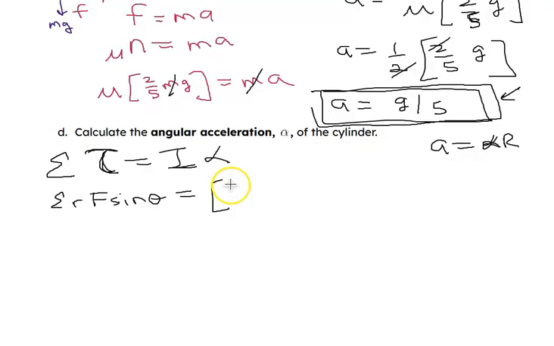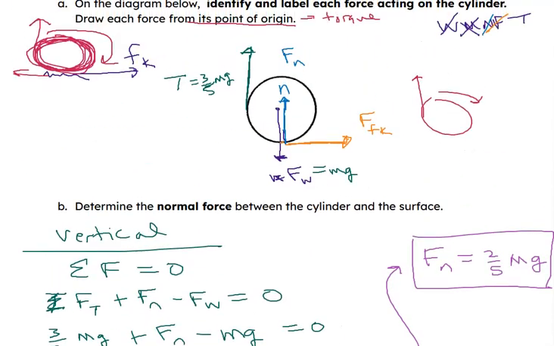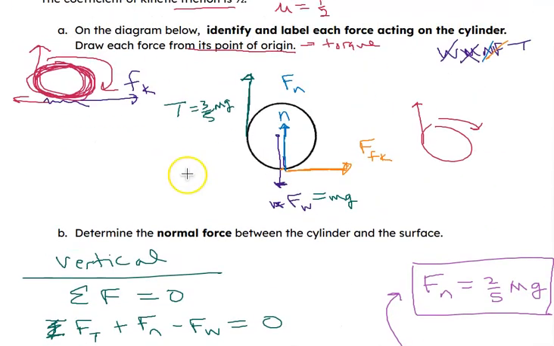And they said that I was mr squared over 2. And we're looking for alpha, so we're going to leave that. So let's go back to our force diagram here. The weight is acting on the pivot, so it doesn't cause any torque. The normal force is passing through the pivot.